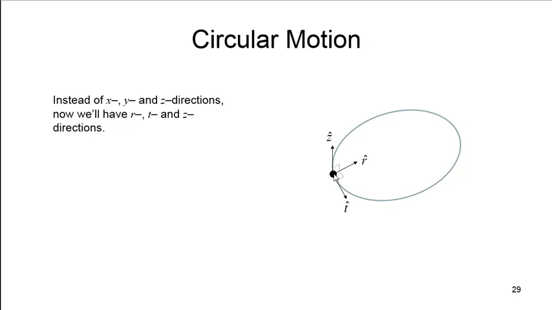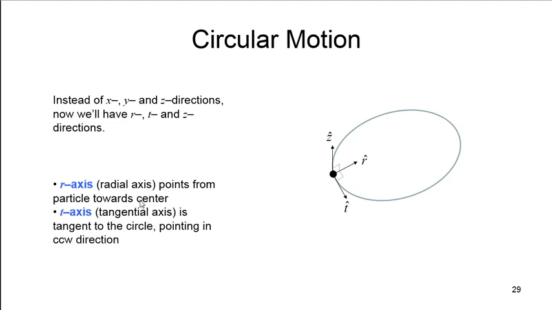The r direction is always going to point from the object towards the center of the circle. So this is our new axis. It's called the r-axis. It stands for the radial axis. It points from the object, wherever it is, towards the center of the circle. That's always our r direction. The next axis is the t-axis, which stands for tangential axis. It always starts at the object and points tangent to the circle in the counterclockwise direction. So when the object is right here, that's the tangential direction.